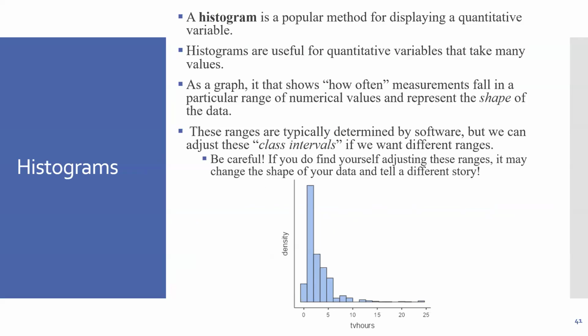Now, if we want to measure these numerical quantitative variables, we can do so with a histogram. A histogram can take many values as a graph that shows how often those measurements fall in a particular range of numerical values and represent the shape of our data. These ranges are typically determined by software, but we can adjust with these little bars the values that fit between these bars. This is known as a class interval. Don't worry about it. We're not going to focus on that here.